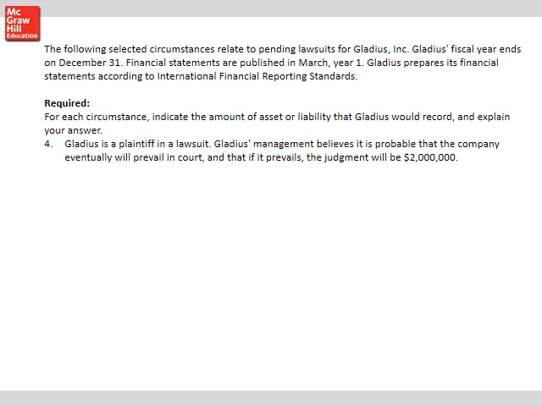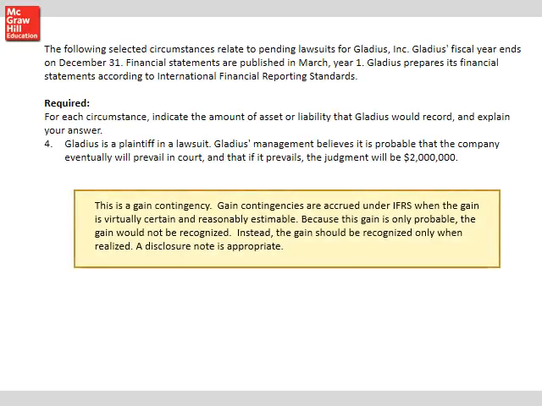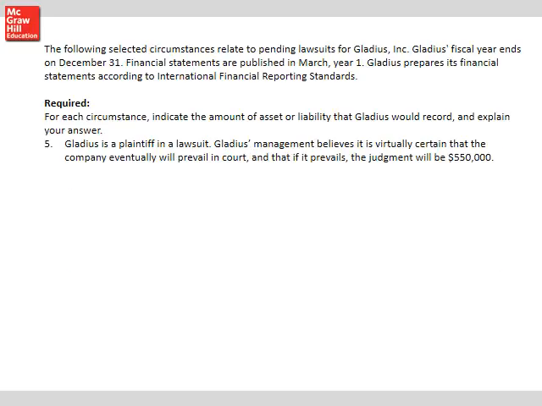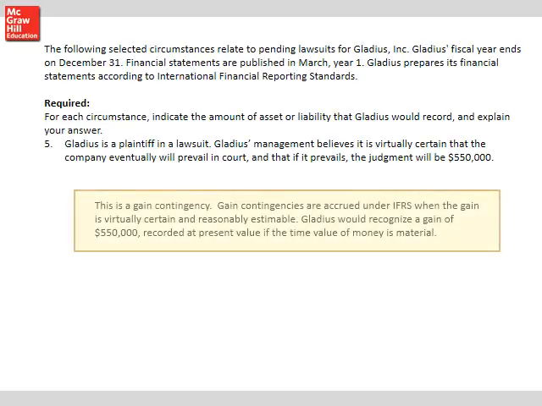Number 3, we're the plaintiff in a lawsuit and we believe it is probable that we'll win. The judgment will be $2 million. And gain contingencies are accrued when it's virtually certain under IFRS. However, this is only probable, so it would not be recognized. And finally, we have a gain contingency that is virtually certain, and so under IFRS, we would accrue the $5,500,000.